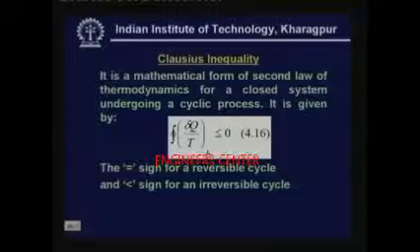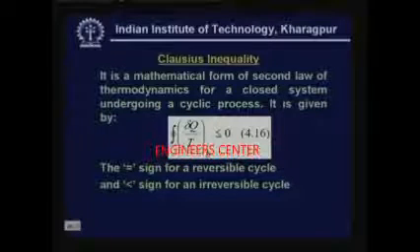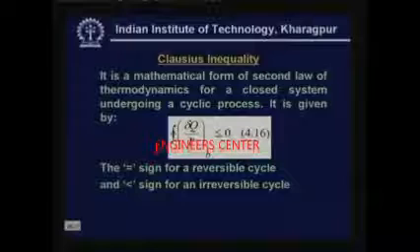Now, what is δQ? δQ is the heat transfer at the boundary. The subscript B stands for the boundary. That means the heat interaction is taking place near the boundary. And T is the temperature at which heat transfer is taking place. So, the Clausius inequality says that if you integrate this quantity δQ by T over the boundary for the entire cycle, its value will always be less than or equal to 0.